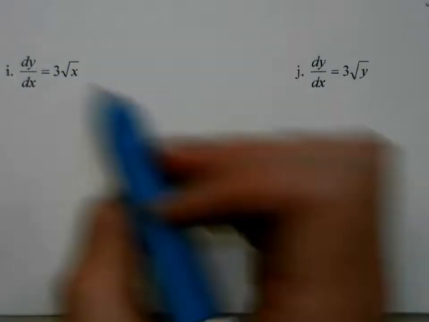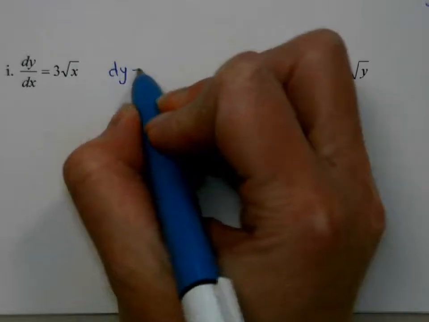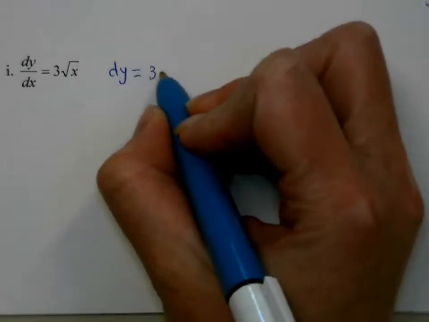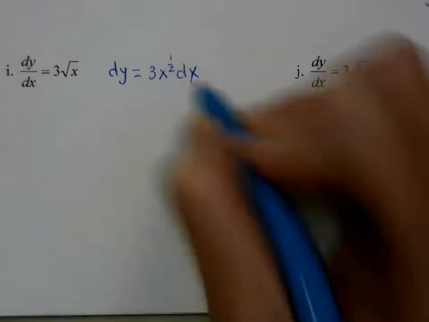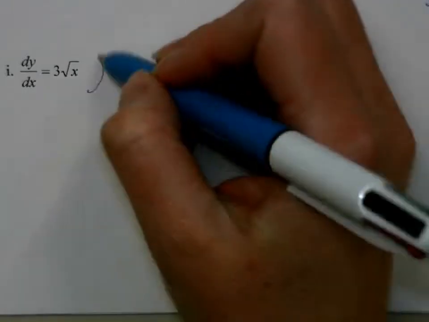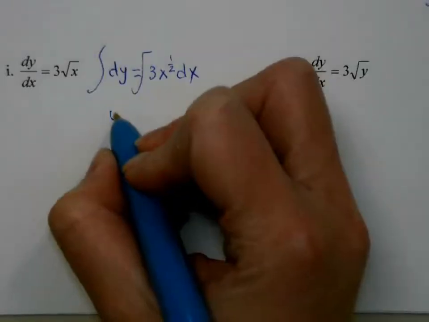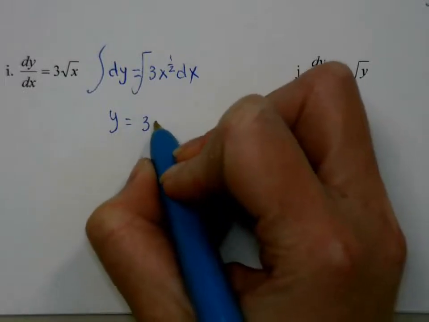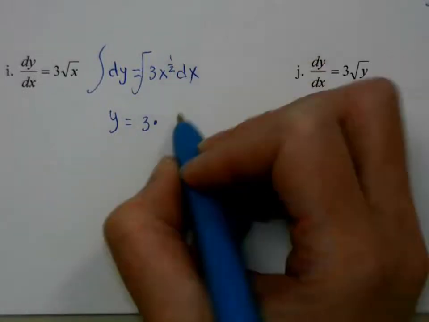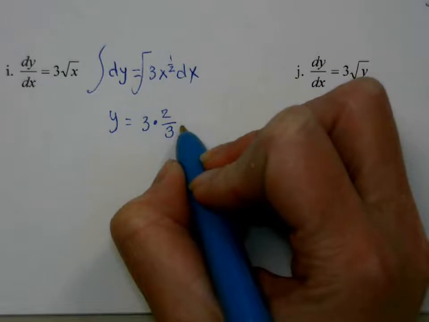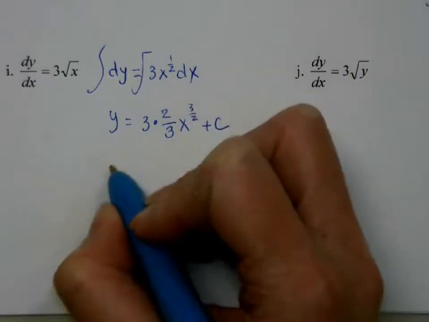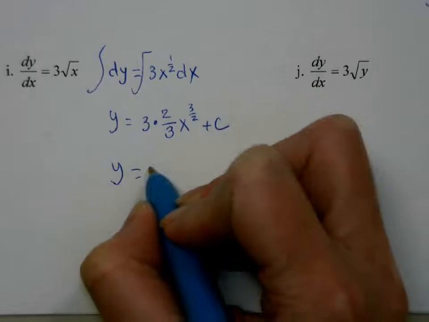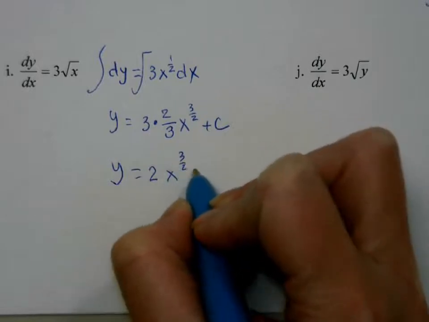Okay, this next one, separate 3, I'll write this as x to the 1/2 dx. Then integrate. So this will be y equals 3 times, if I add 1, I'll have 3 halves. So I want to multiply by 2/3 plus c. So if we want to clean that up, we have 2x to the 3 halves plus c.